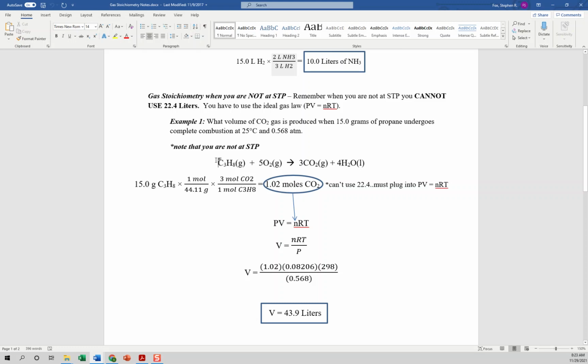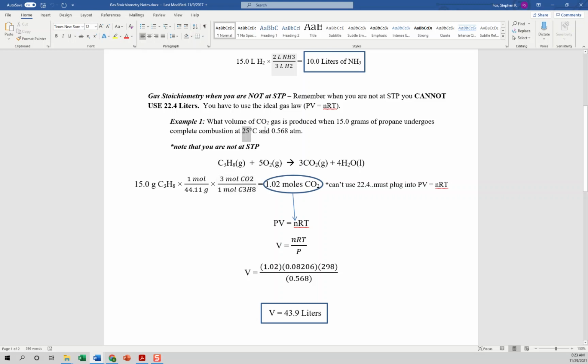So if we follow our steps, we have a recipe. Now we take what we're given and convert it to moles. So this is just grams of propane to moles. This is the molar mass of propane. Then we multiply by the mole ratio, 3 to 1, 3 moles of CO2 for 1 mole of propane. If we were at STP, the very next step would be convert to desired units. And if we were at STP, we would multiply by 22.4 liters because we wanted the volume of the gas.